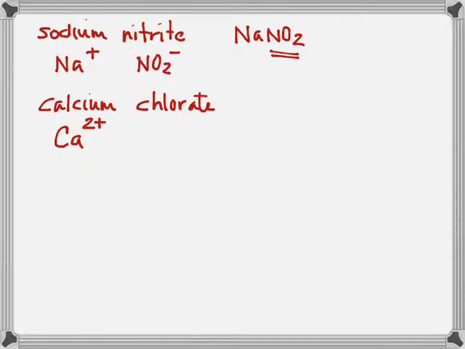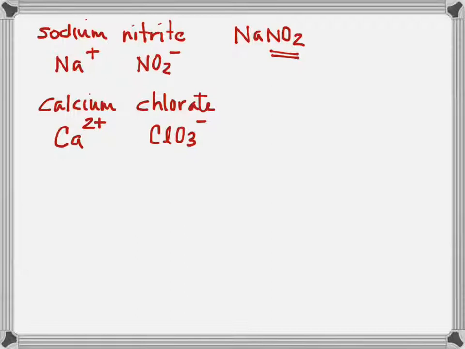If there's no Roman numeral, we get the charge from the periodic table. If there's a Roman numeral, then we just write that down as the charge. Chlorate is a polyatomic ion. So you look that up in the table as ClO3, and the charge is -1.